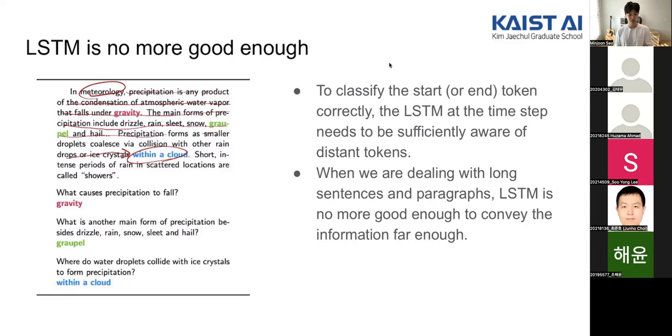Let's even see for humans. When humans are reading, they can refer to distant words very immediately by just looking at those words, not going through every word each time they move their focus from one word to another, right? So basically, LSTM is limited in that sense. You don't have direct access to other tokens, especially distant tokens. But still, if you want to make a good model for MRC, then it is clear that the model has to be sufficiently aware of distant tokens.